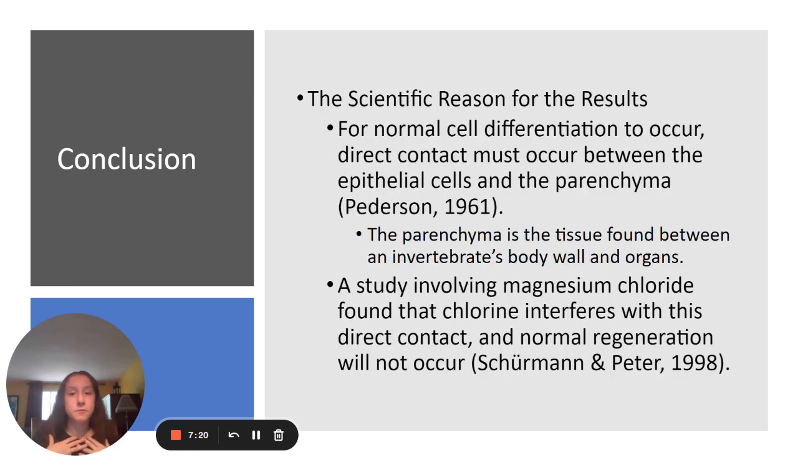My scientific reason for the results comes in the nature of the blastema's tissue. For normal cell differentiation to occur, direct contact must occur between the epithelial cells and the parenchyma. The parenchyma is the tissue found between an invertebrate's body wall and the organs. A study involving magnesium chloride found that chlorine interferes with the direct contact, and then normal regeneration will not occur.